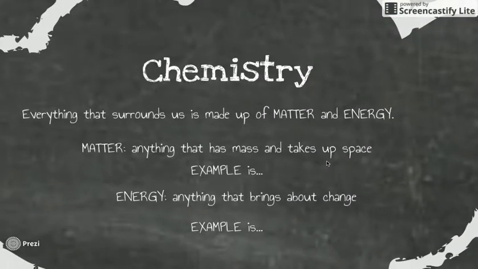So, everything that surrounds us is made up of matter and energy. Matter is anything that has mass and takes up space, like the walls in our classroom or the desks that you sit in. Energy is anything that brings about change in something. An example of energy is light energy from the sun, because that energy is what allows the plant to make its own food.